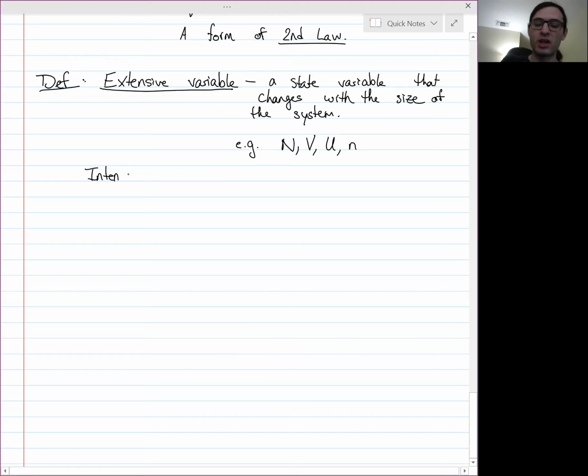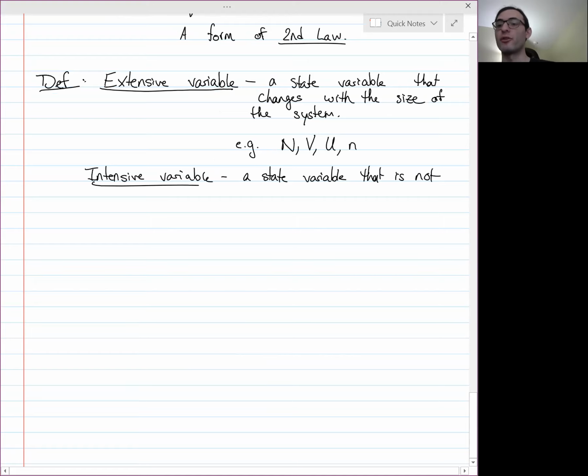On the other hand, an intensive variable is a state variable that is not extensive, i.e. the state variable remains fixed even if you, say, doubled everything, like if you took two identical systems and slapped them together.